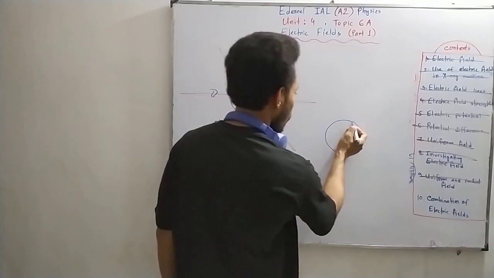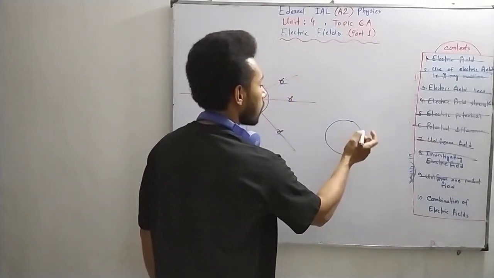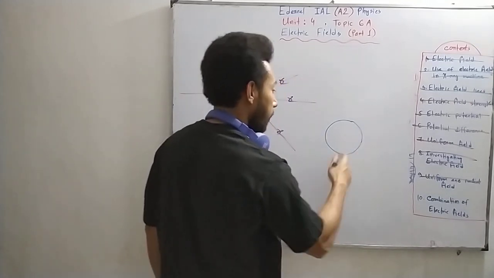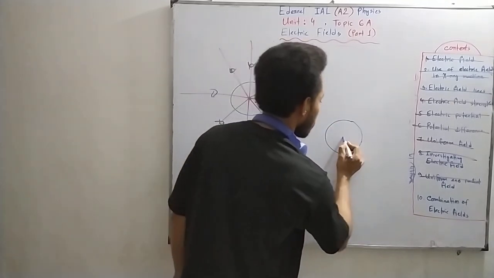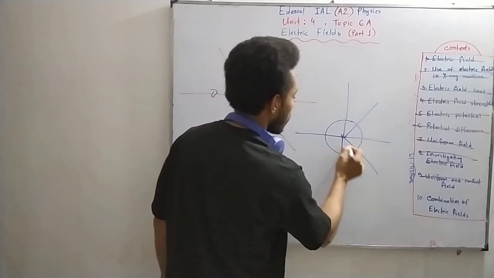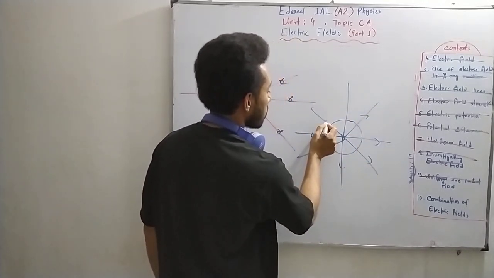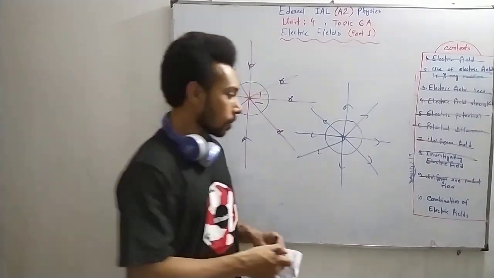In this case, though the charges are evenly spread on the surface of the metal sphere, the field lines actually originate from the center. So always you have to consider the field lines from the center of the charged sphere, whether it is hollow or solid.